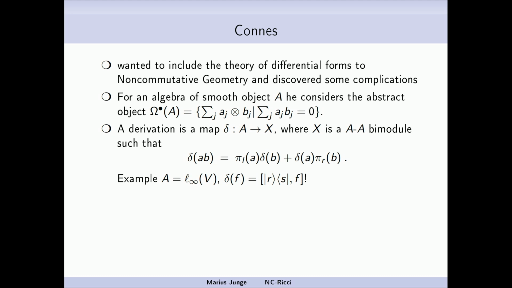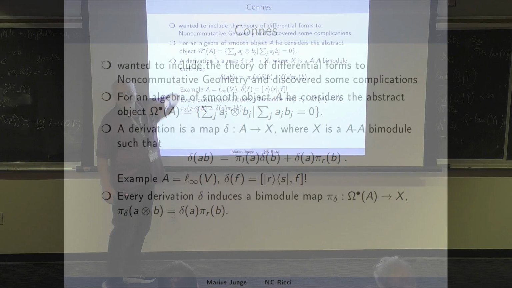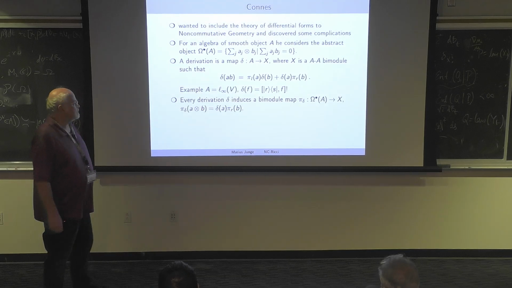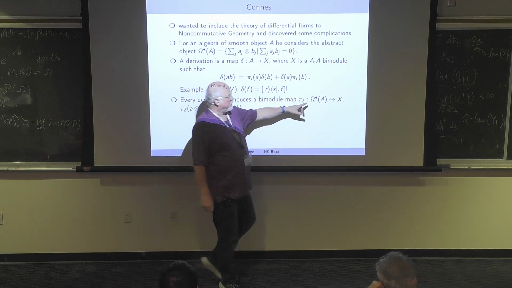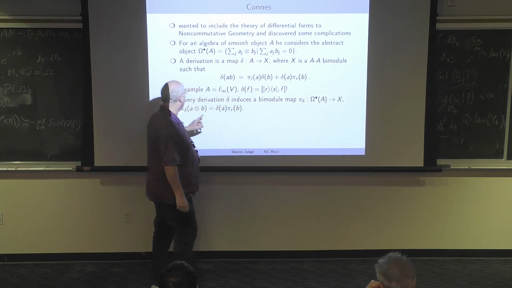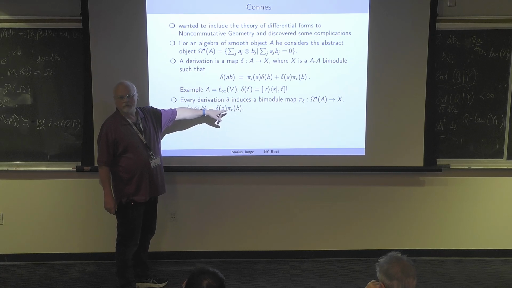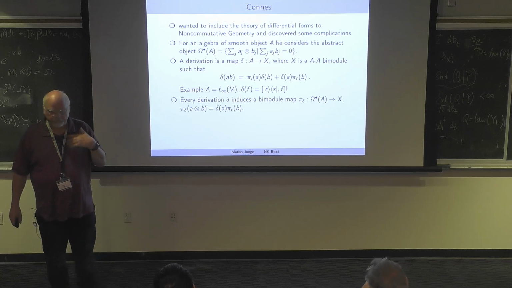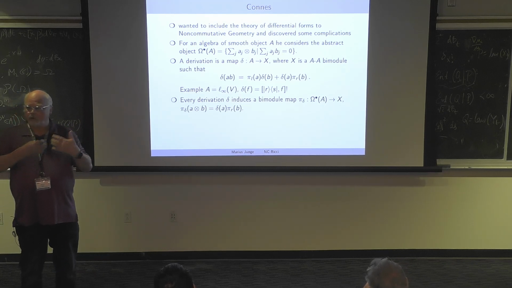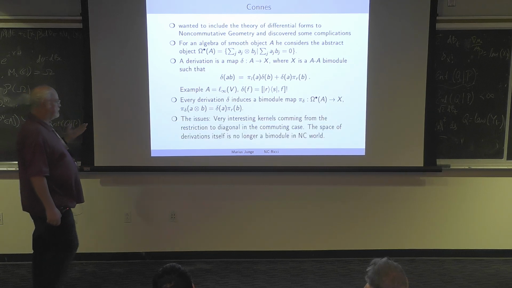So derivations change. And what did he do? He said, well, why am I defining this space of differential forms? Because every derivation induces a bimodule map from this object to that object: pi of a tensor b is a times delta of b. Yeah? So this is a bimodule map now. So in some sense, the space of differential forms is the domain of universal derivations. So what are the interesting observations?